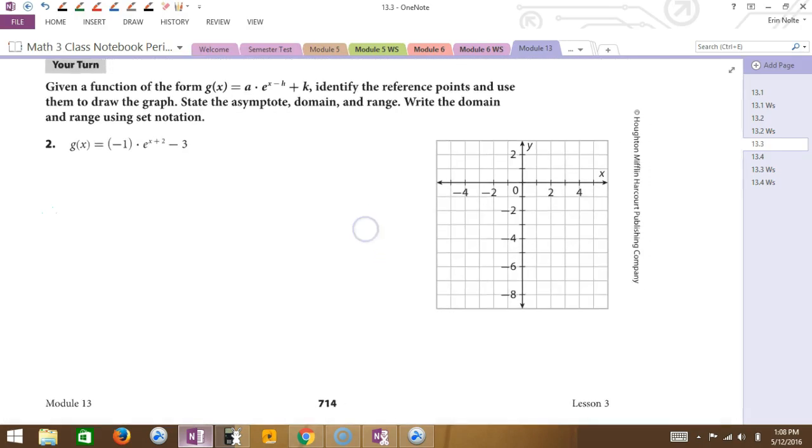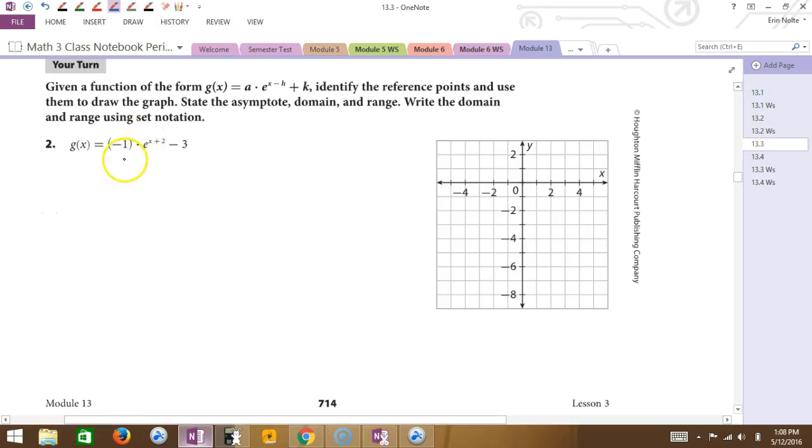There we go. Okay. So you need to be able to graph these functions just like you did in the last section. I want you to identify the pieces: the y-intercept, your h and k movement, and that should be pretty much everything.